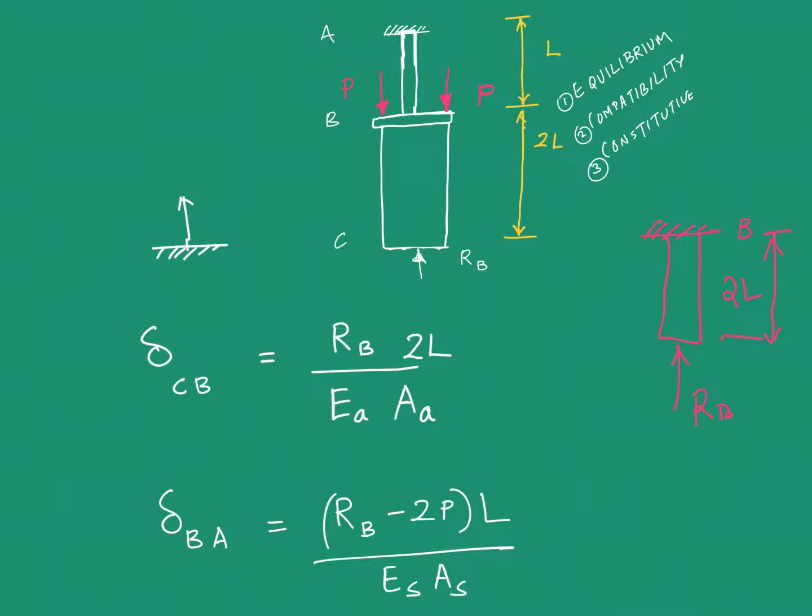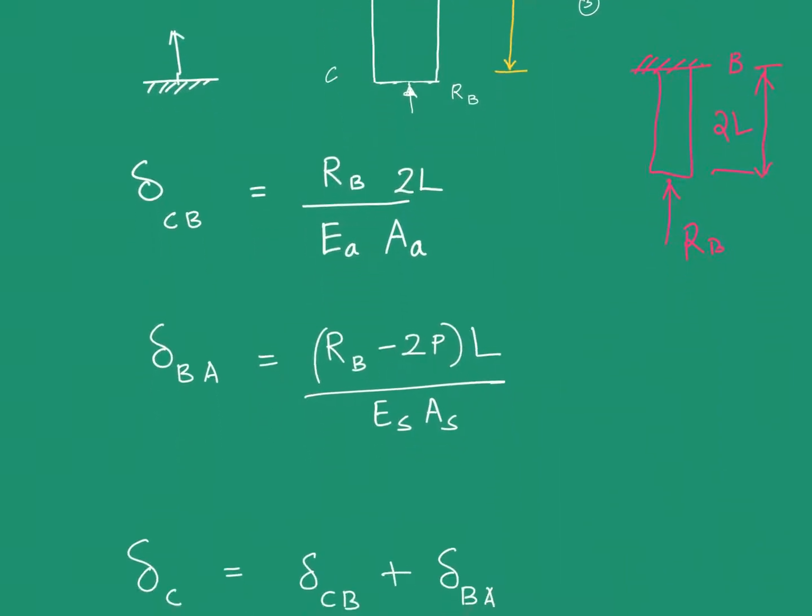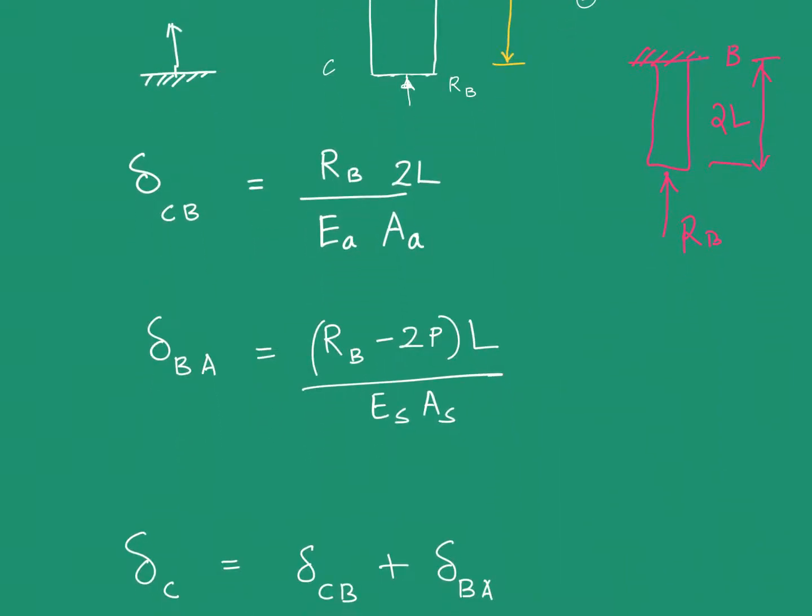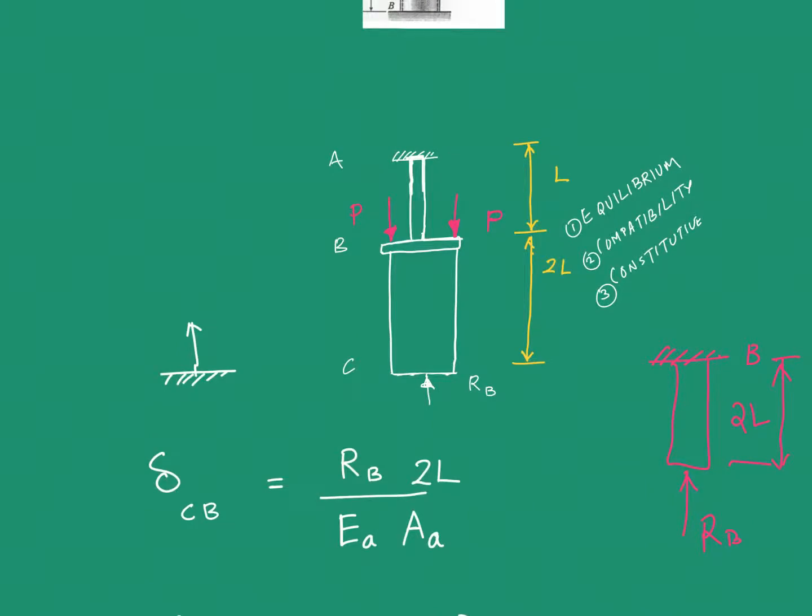Make sense? Now we can similarly compute the displacement of the point B. Point B is somewhere here. What is the displacement of this point with respect to A? A is fixed, so that is 0. But even then, what is the displacement of the point B with respect to A? That can also be computed.